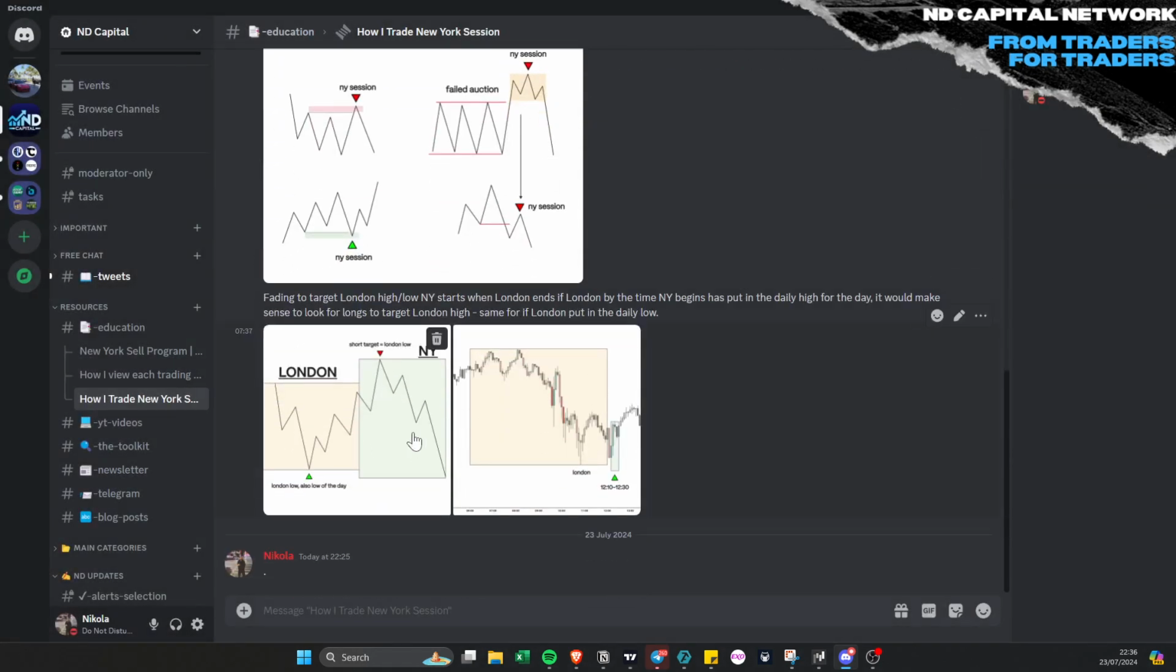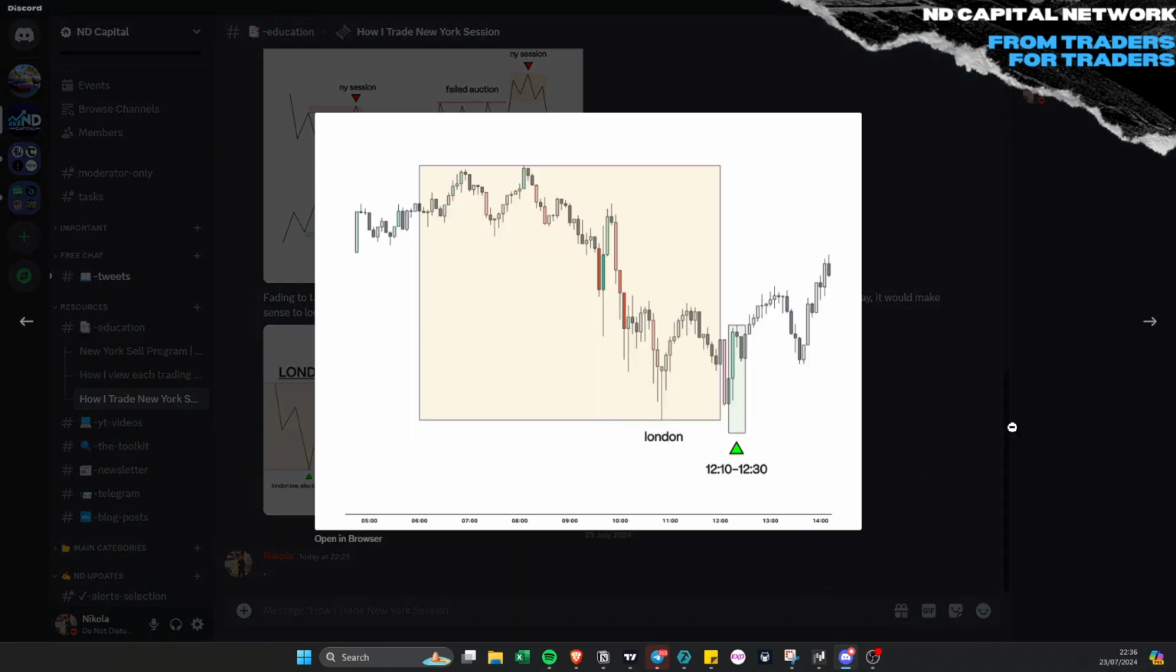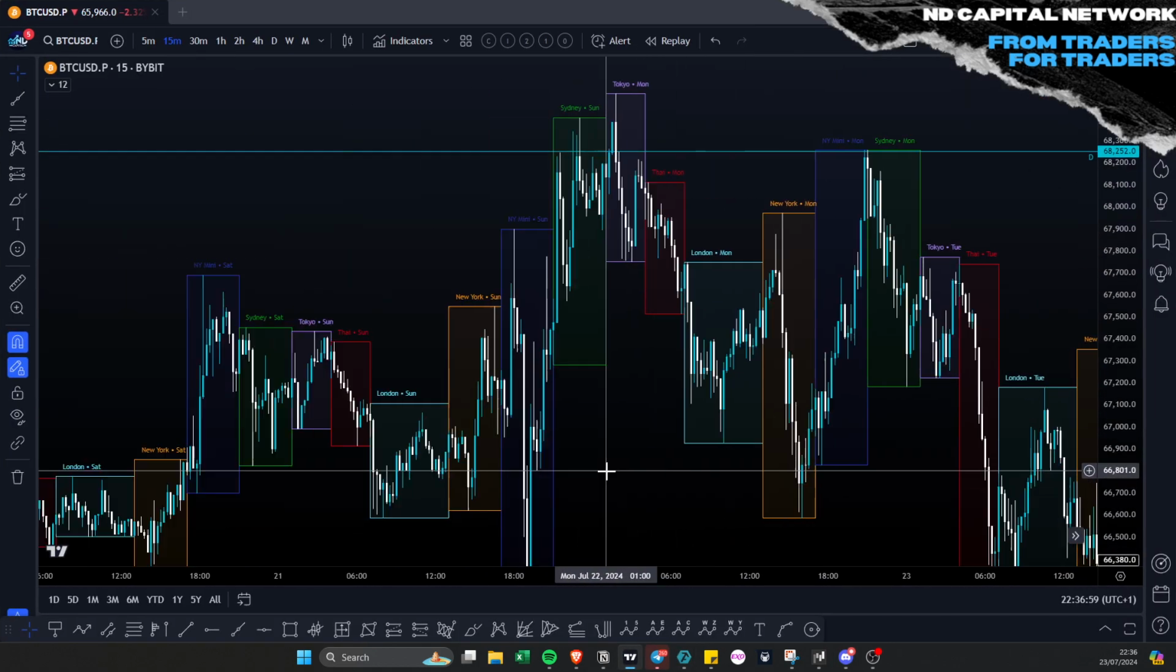In this scenario, when you create a failed auction, you would target the London low, which is also pretty much the low of the day. And vice versa, this is a long setup. The first move down sweeps the London low and then continues up. So, an example on TradingView, how does this look?